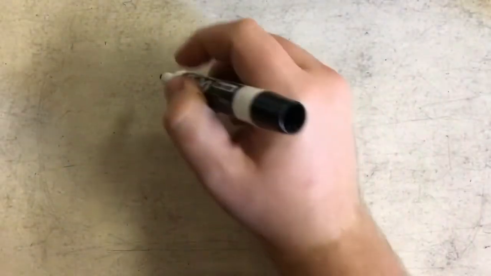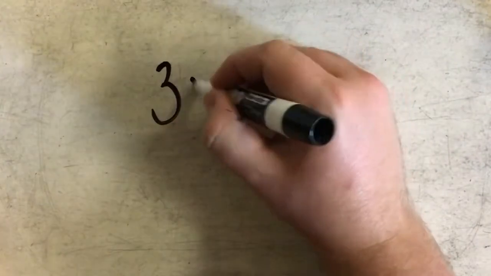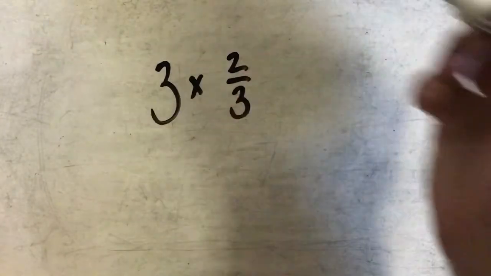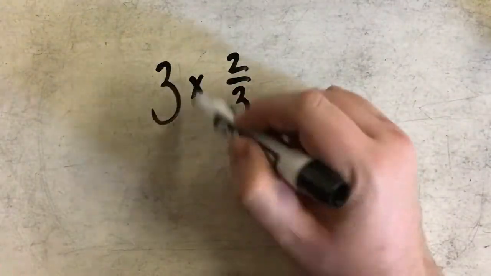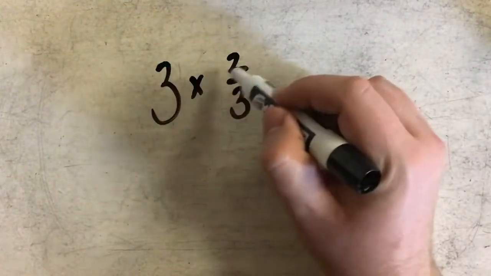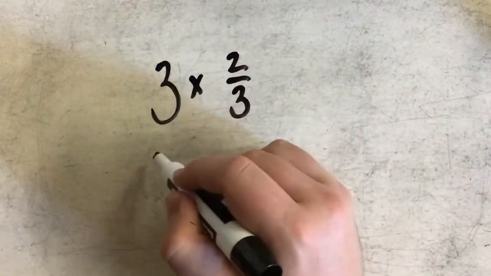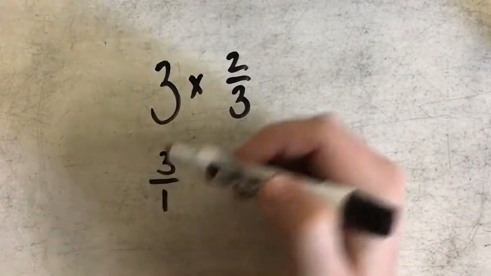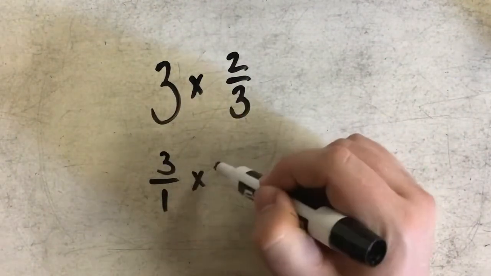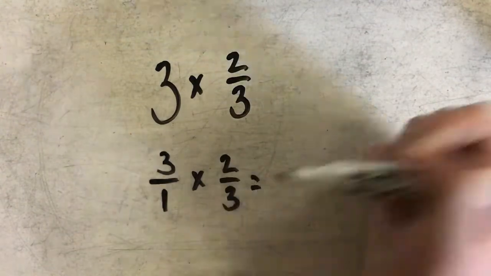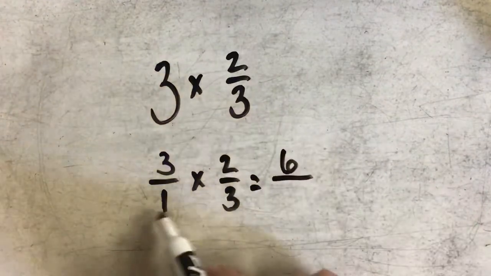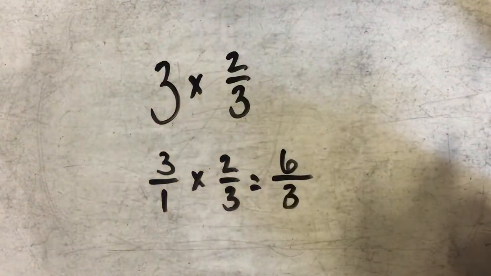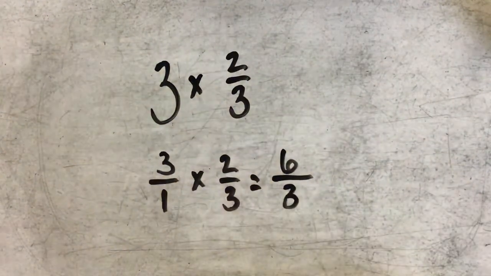Let's take a look at another example. In this case, I have 3 times 2/3. Again, I'm really just going to multiply my whole number times the numerator, because if I rewrote this as a fraction, it would be 3 over 1 times 2/3. And 3 times 2 gives me 6. And 1 times 3 gives me 3. So I have 6/3 as my answer.